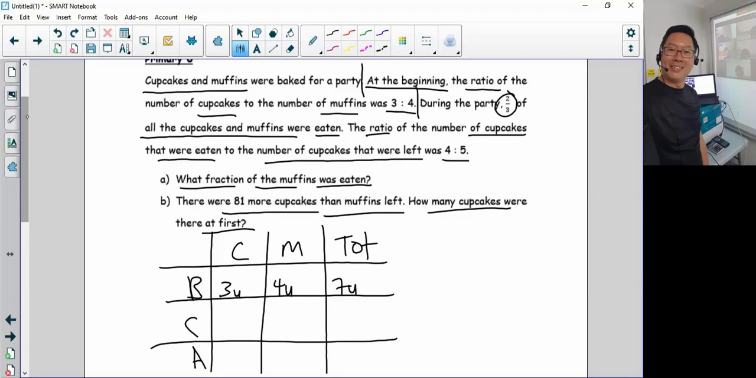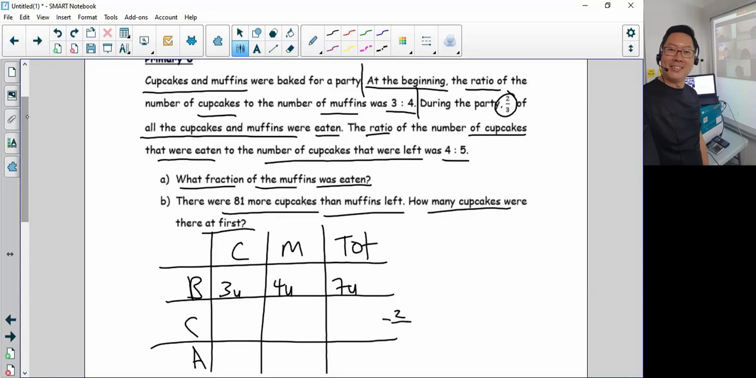During the party, 2/3 of all the cupcakes and muffins were eaten. Now, in the Singapore syllabus, we learn fractions. So there is a family of fractions, family sets. If there's a 2/3, there must be a 1/3. There must be a 3/3, right?